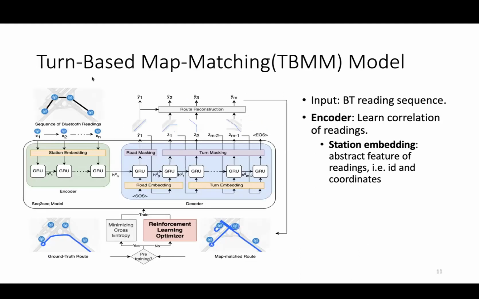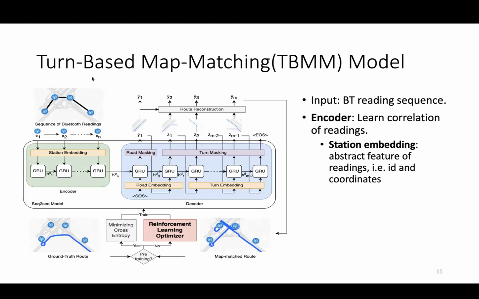Based on this idea, we propose the turn-based matching model. I'll introduce the model components one by one. From the top left, the input of the encoder of the sequence-to-sequence model is the Bluetooth reading sequence, and the encoder learns the correlation in the readings.